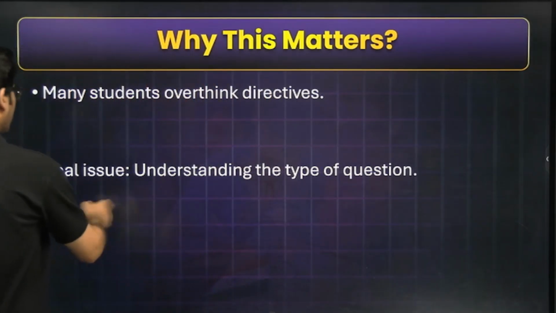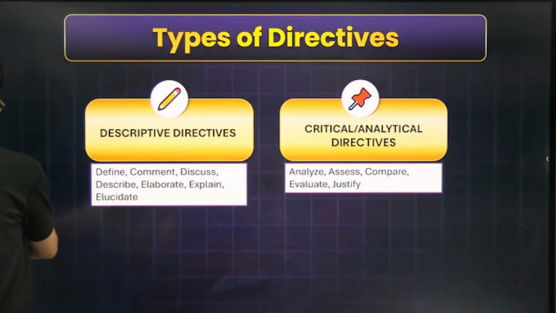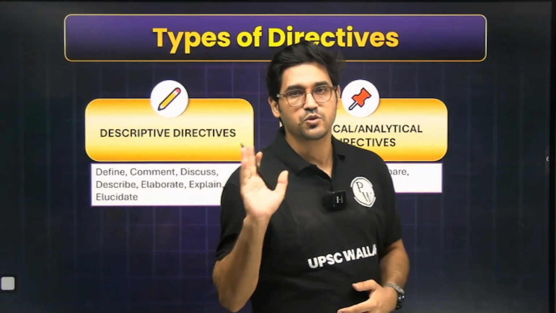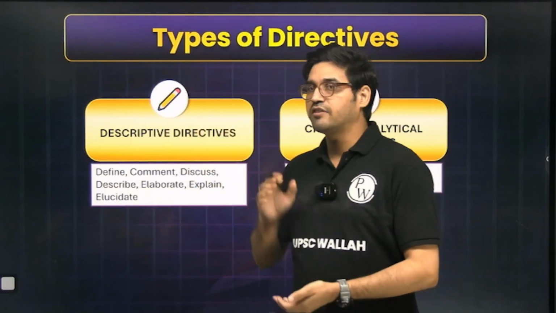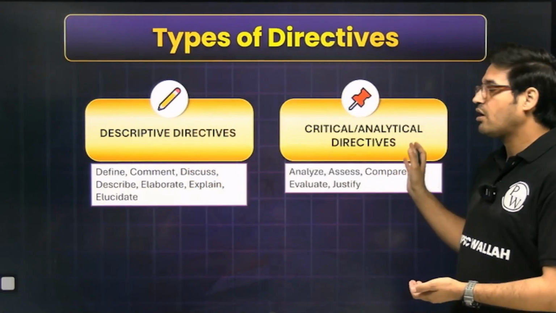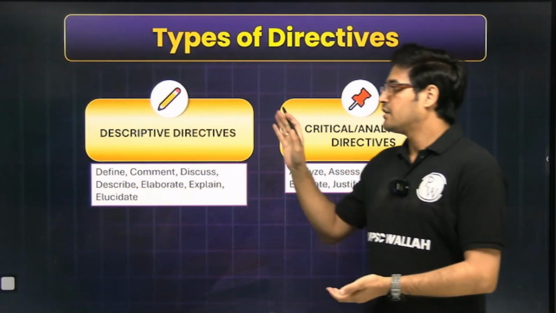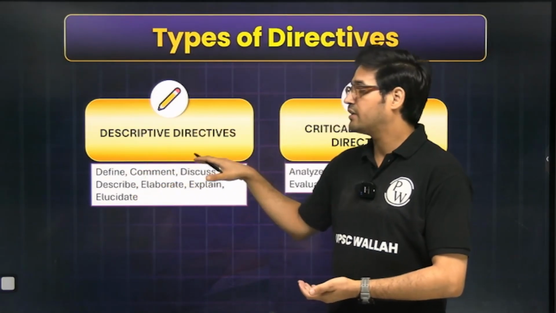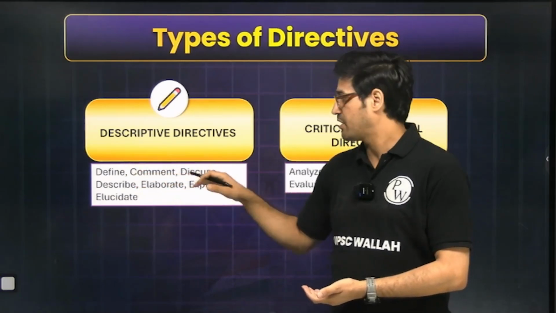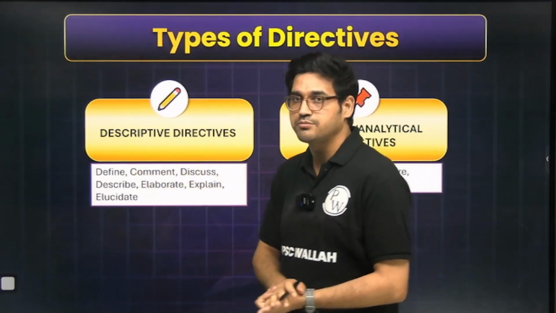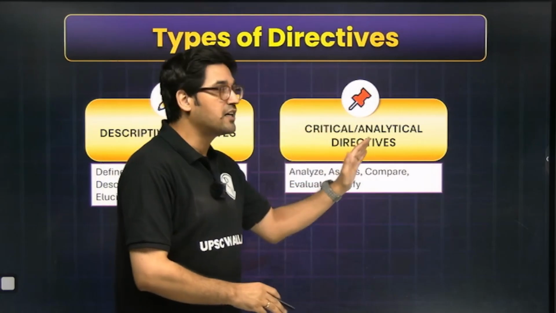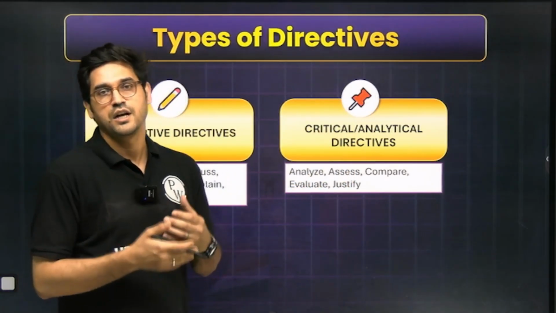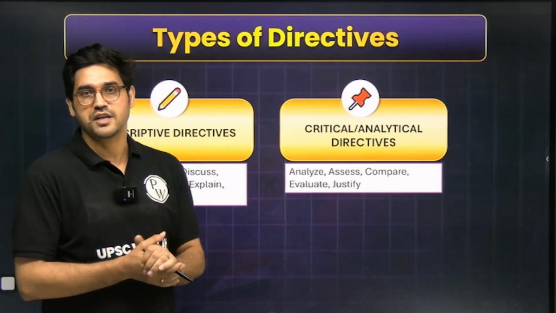What kind of directive words do we normally find? Broadly, we can categorize all types of directive words into these two broad categories: descriptive directives and critical or analytical directives. Descriptive directives will include things like define, comment, discuss, describe, elaborate, explain, and elucidate. While critical and analytical directives will include something like analyze, assess, compare, evaluate, or justify.